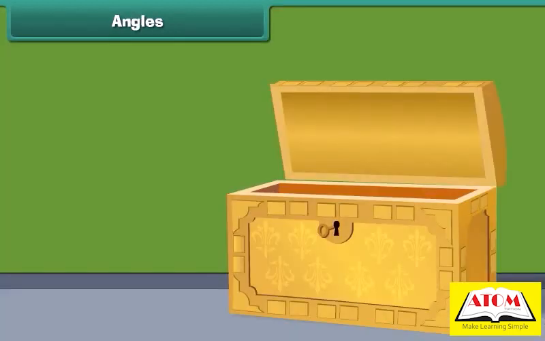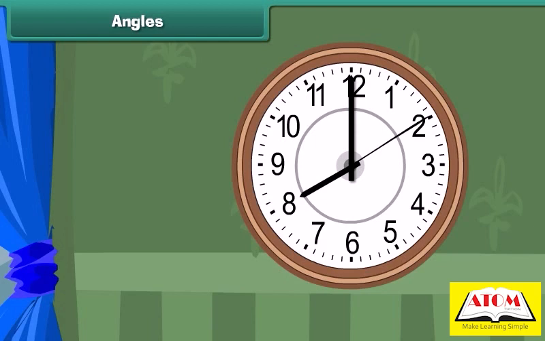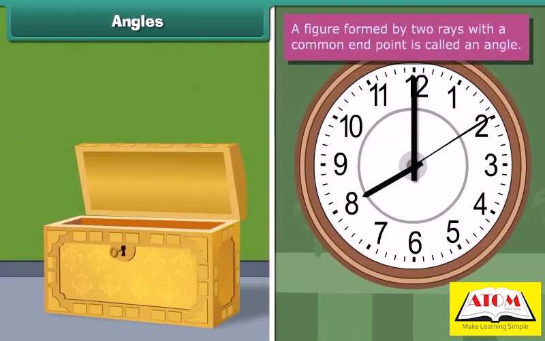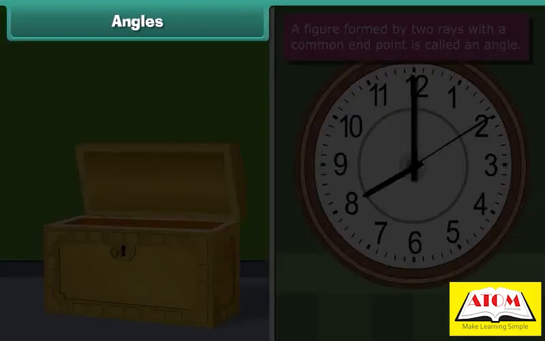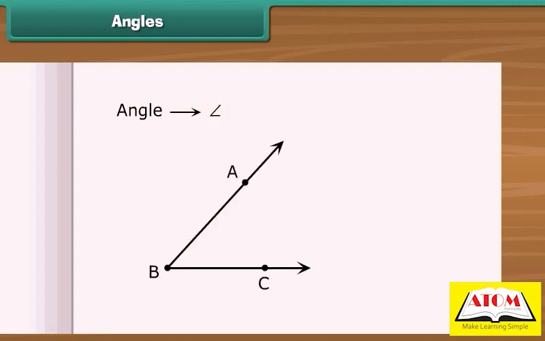Look at this box. What figure does it make? It forms an angle. Similarly, the minute hand and the hour hand in the clock form angles. A figure formed by two rays with a common end point is called an angle. An angle is represented by the given symbol. This is an angle ABC. It is represented as angle ABC. Here, B is a vertex. A is a point on one ray, while C is a point on another ray.